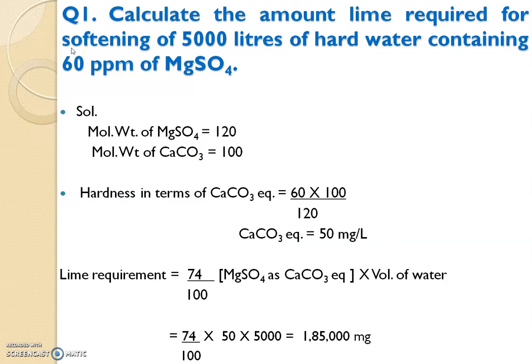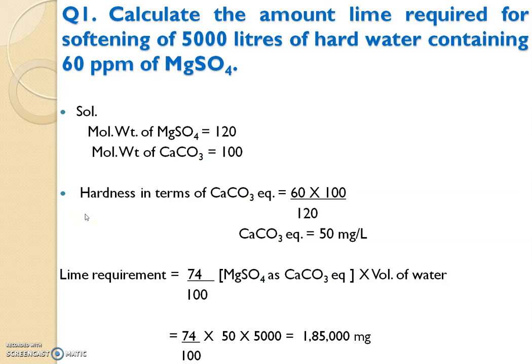This is the first numerical, in which we have to calculate the amount of lime required for the softening of 5000 liters of hard water containing 60 ppm of magnesium sulfate. As we know, the molecular weight of calcium carbonate is 100. We have to calculate the molecular weight of magnesium sulfate. The atomic weight of magnesium is 24, sulfur is 32, oxygen is 16. So the molecular weight comes to 120.